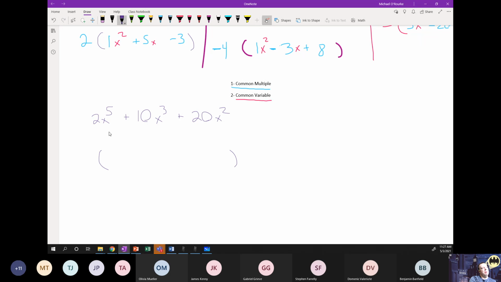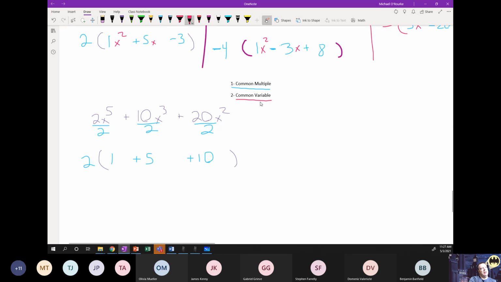Do we have a common multiple between all these three? Yes or no? And what is it, Farley? Or someone else want to get in front of? Oh, Farley got it in before everyone. Good. So we have a 2. So let's take a 2 out. And we're going to divide everything by 2. So that's going to equal 1 plus 5 plus 10.